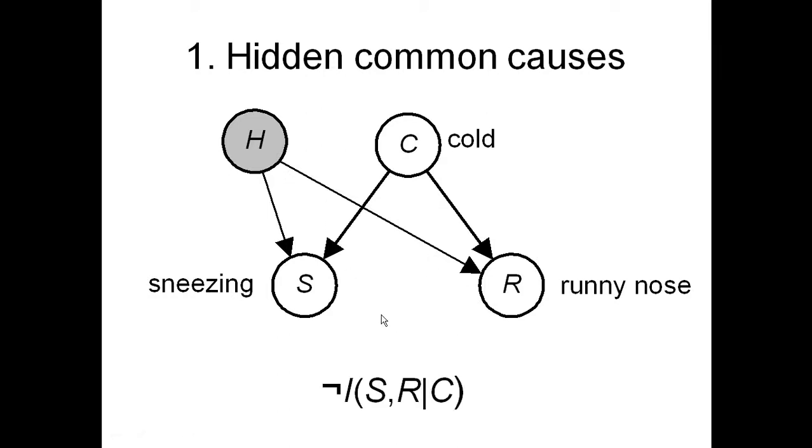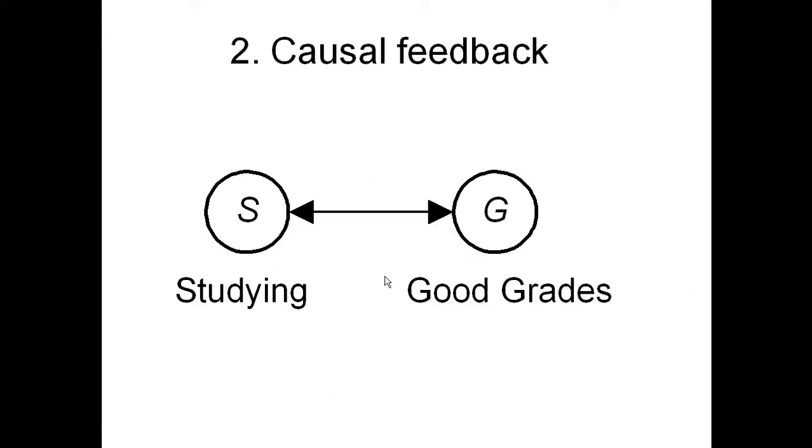In this case, hay fever can cause these two. So these three variables really probably don't satisfy it because of this hidden common cause. Now it turns out we can still learn causation even when there are hidden common causes, and I'll show you that in the next talk. But it calls for a little bit more work. Again, in this case, sneezing and runny nose are not independent given cold because there is a hidden common cause.